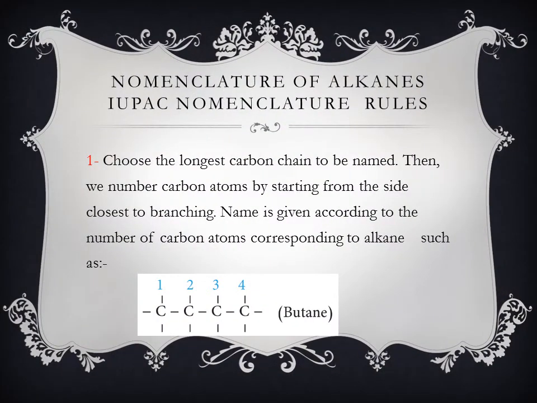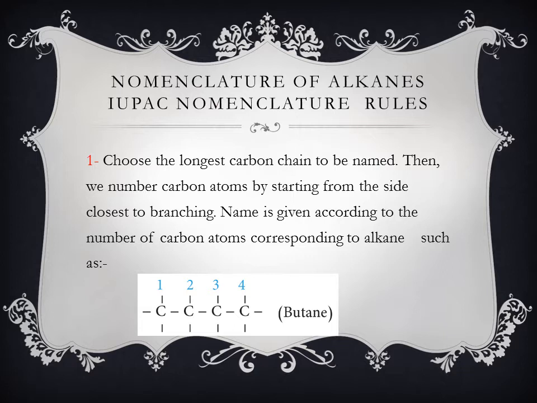Nomenclature of alkanes. Nomenclature rules. Now, the alkanes from IUPAC. The first, choose the longest carbon chain to name. Then we number the carbon atoms, starting from the side close to branching. Name according to the number of carbon.